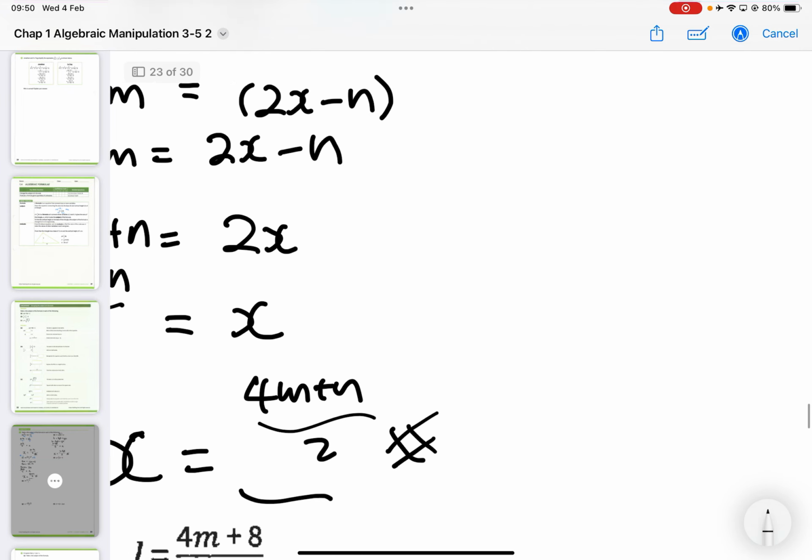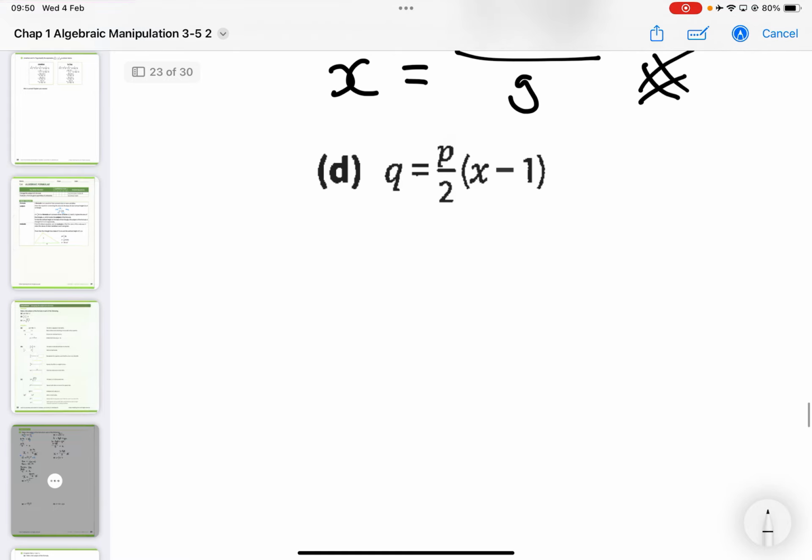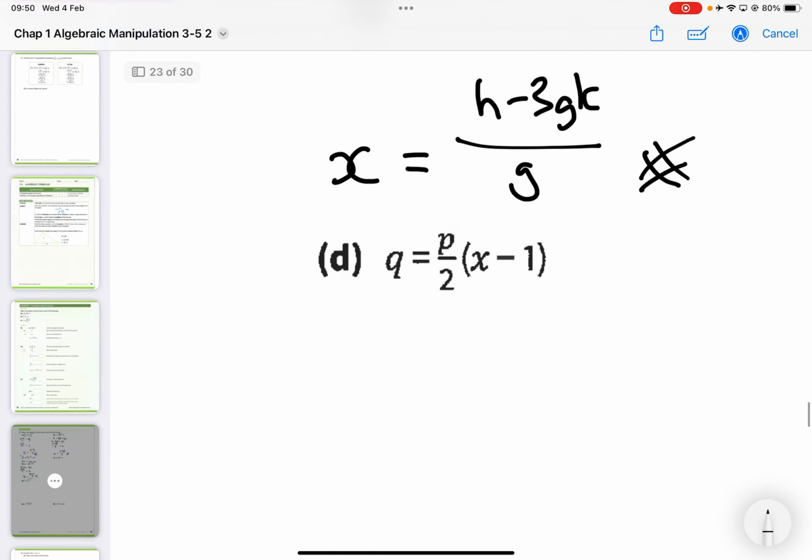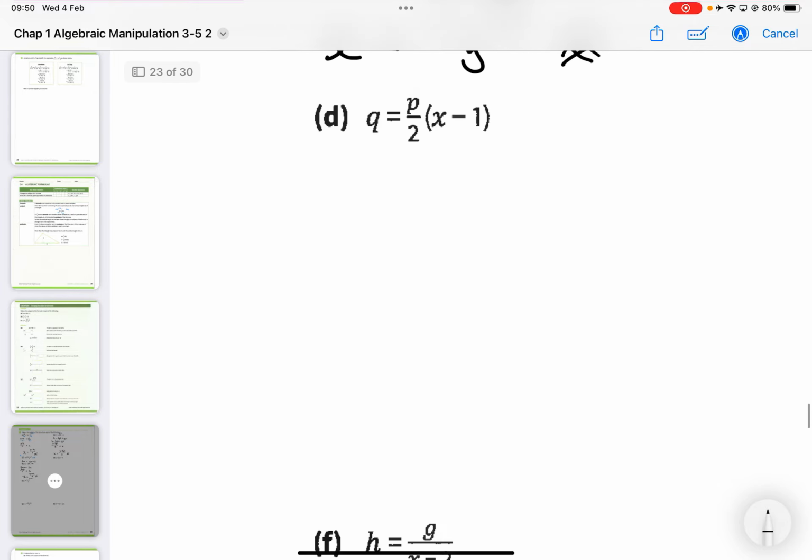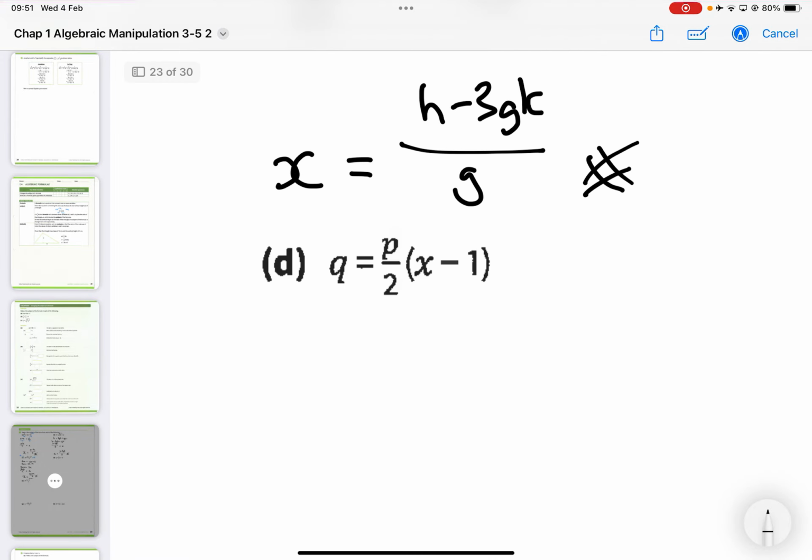Okay, D, I get the same. D got two ways. One of the ways is like what we did just now. My final step is x alone, but now my x is inside the bracket. So there are two approaches. I show you both. The first approach is I don't want there to be a bracket, so my left hand side doesn't change. I do my expansion first.